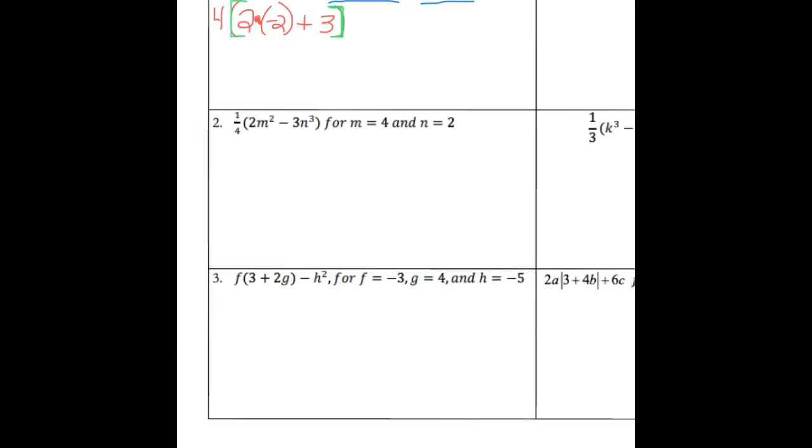And then on the outside, I have -6. So order of operations says I have to do what's inside of a parenthesis first, but the operation inside the parenthesis is multiply and add. So I really have to take care of this first. 2 times -2 is -4. So now I have -4 plus 3 inside of my bracket.